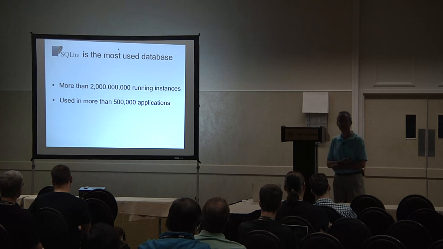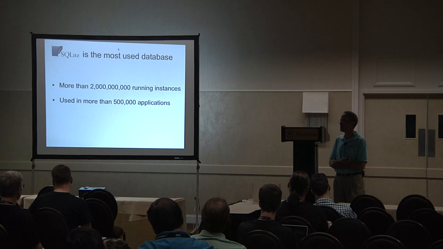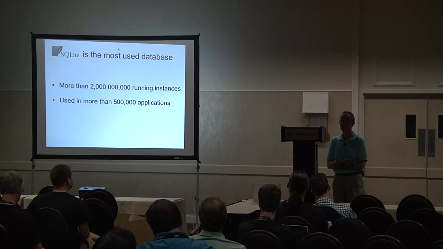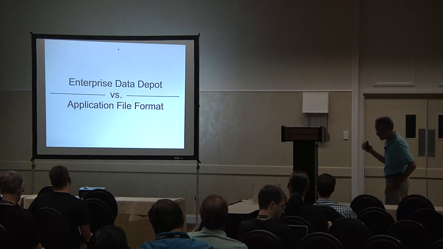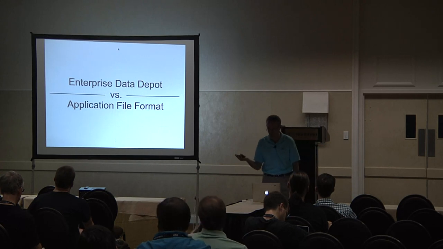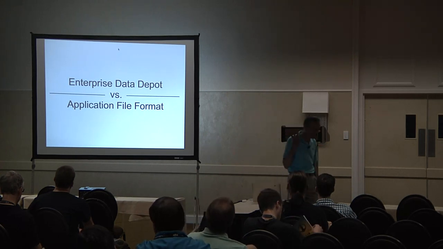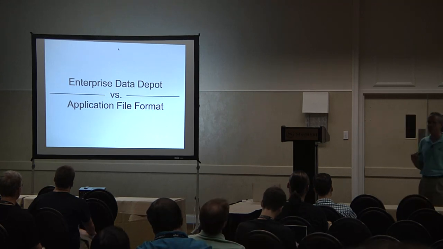It's used in big things too. SQLite is in the avionics on the new Airbus A350. It's used in some big companies to run big things, but it's usually in gadgets. So what I want to talk about today is to make a distinction here and to talk about how SQLite is different from the others, is to distinguish between an enterprise data depot versus an application file format.